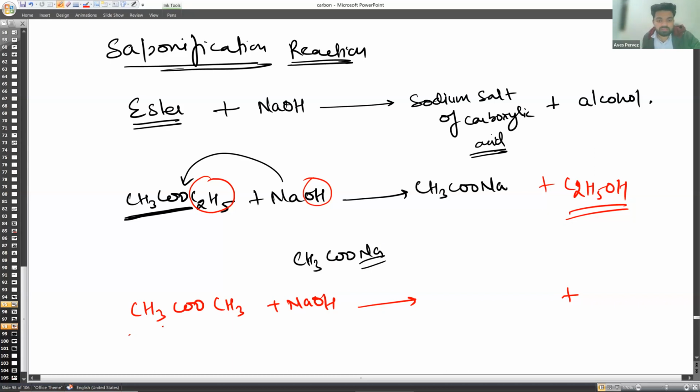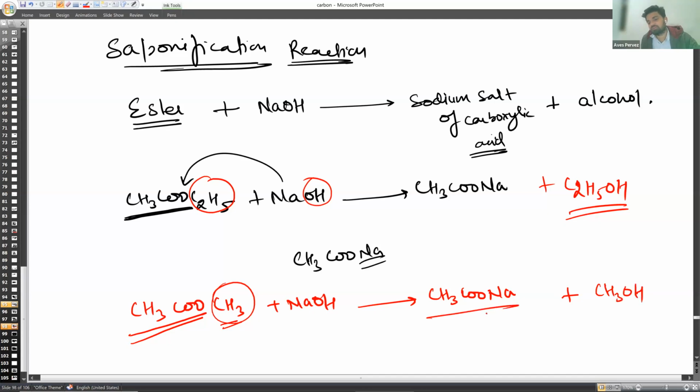Again, this is the carboxylic acid part, so you will get CH3COONa. And this is the alcohol part. The carbon after the oxygen gives you the alcohol. This is one carbon only, so this will give you CH3OH. Got it? Sodium ethanoate plus methanol. Yes, sir.